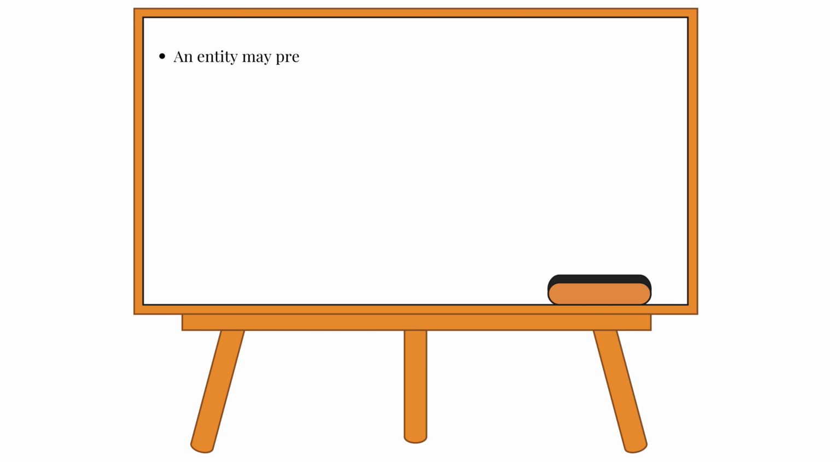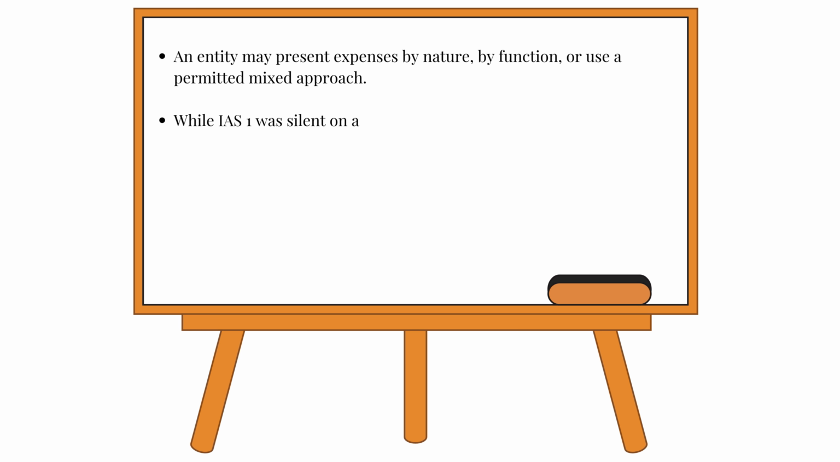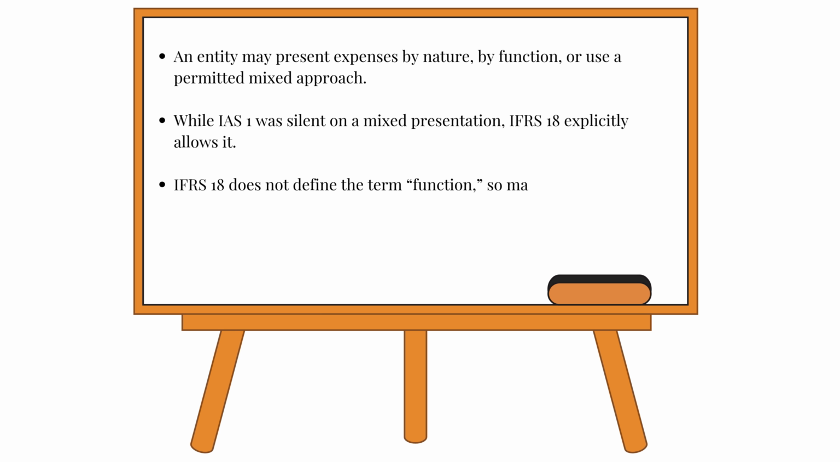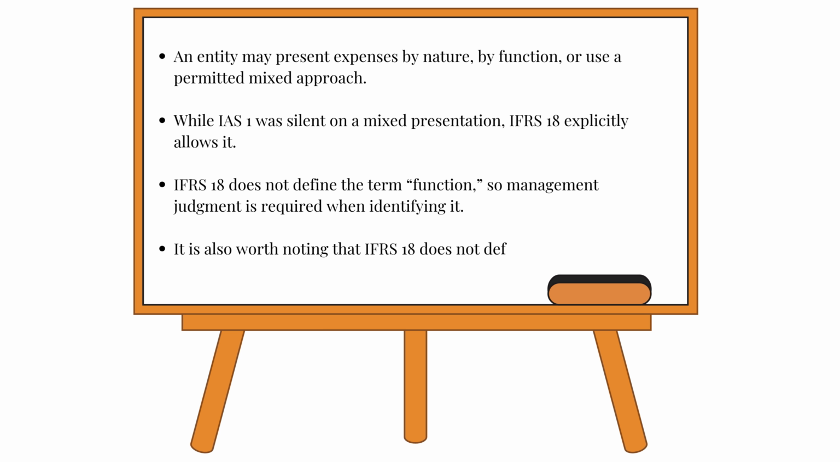An entity may present expenses by nature, by function, or use a permitted mixed approach. While IAS 1 was silent on a mixed presentation, IFRS 18 explicitly allows it. IFRS 18 does not define the term function, so management judgment is required when identifying it. It is also worth noting that IFRS 18 does not define cost of sales.